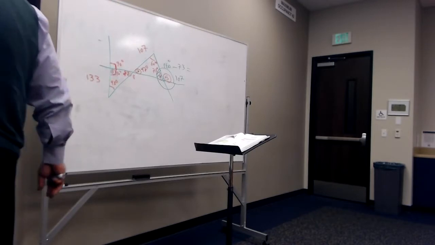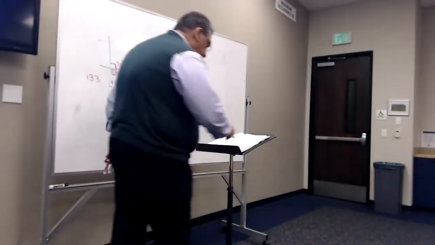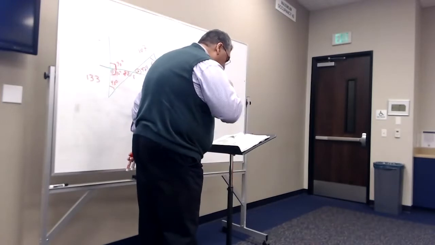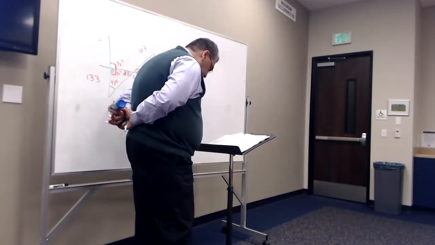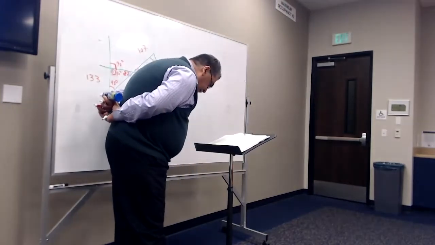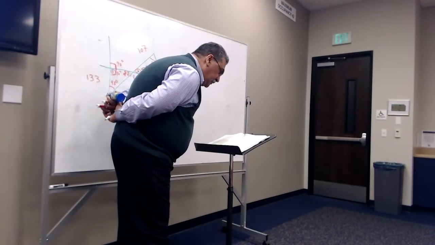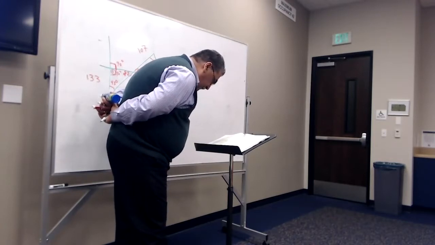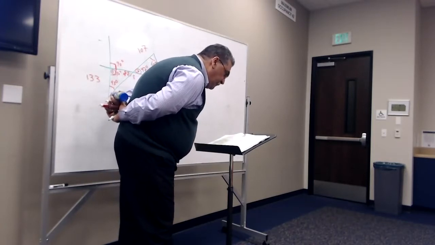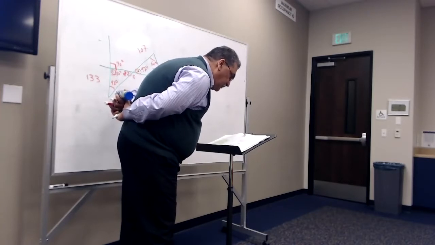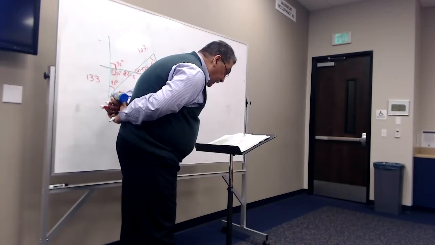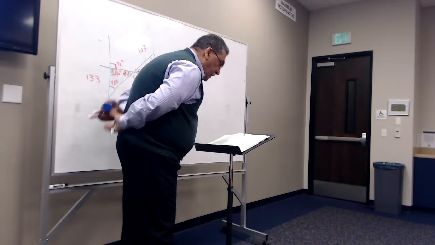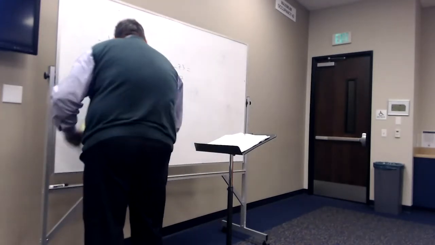Similar triangles, pages 542 and 543. Similar triangles means that the angles of the two triangles are equal. The size can be different, but the angles are equal. The sizes are different in proportion. For example, the two triangles that we have.